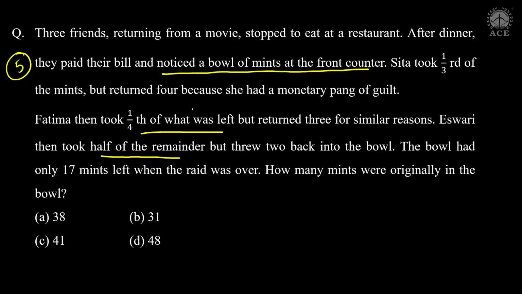So here, first Sita took one third of the mints, but due to guilt, she returned four. And Fatima took one fourth of what was left and returned three to the bowl. And finally, Ishwari took half of the remainder, but threw back two into the bowl. So like this, finally 17 was left. My dear friends, the question is now, how many were there initially? Right? So let's see about this question.